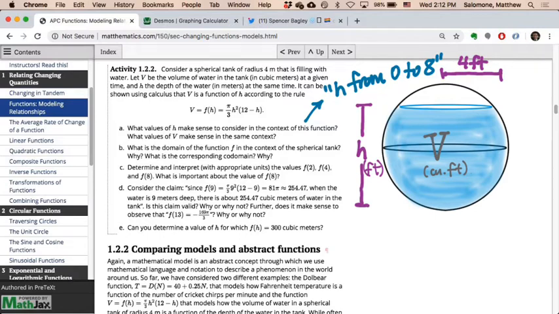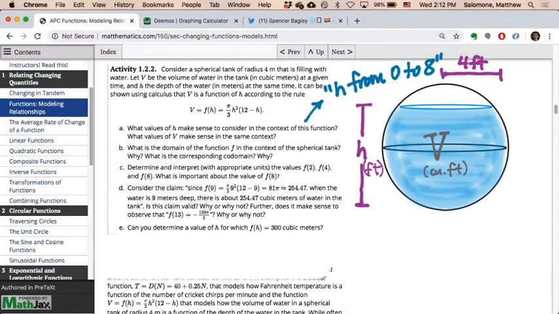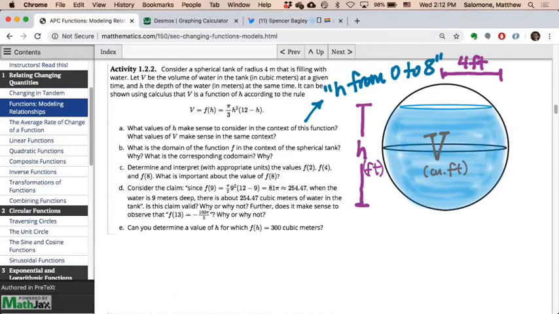And what about the negative values of h? Why do we throw them out? Yeah, it doesn't really make sense to say that the water is negative 2 feet deep, right? Because h is measuring a physical distance, we tend to use non-negative numbers for that.